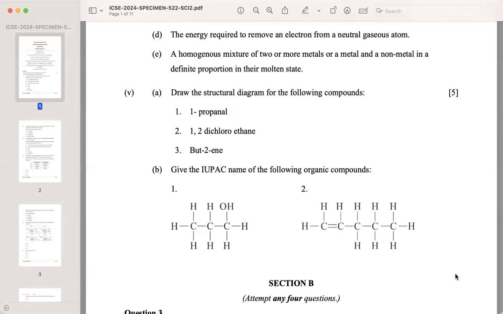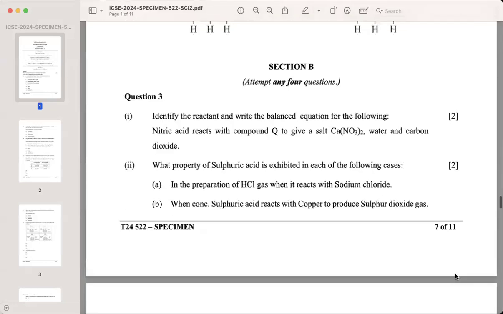Then comes your section B, which is a choice part. Question number 3, first part, identify the reactant and write the balanced equation for the following. Nitric acid reacts with compound Q to give a salt, calcium nitrate, water and carbon dioxide. So here your compound Q will be calcium carbonate. And the balanced reaction will be 2HNO3 plus CaCO3 gives Ca(NO3)2 plus CO2 plus H2O.